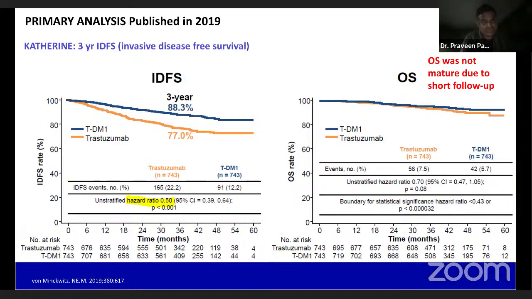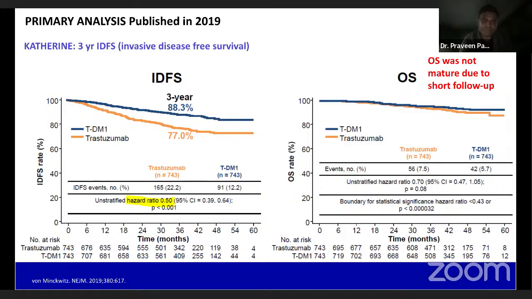So the 3 year invasive disease-free survival showed patients were benefiting from the addition of TDM1, 88.3 versus 77, a gain of around 11%, with a hazard ratio of 0.5. That means around 50% reduction in the risk of disease progression with the addition of TDM1, in patients who had residual disease after the completion of neoadjuvant chemotherapy.